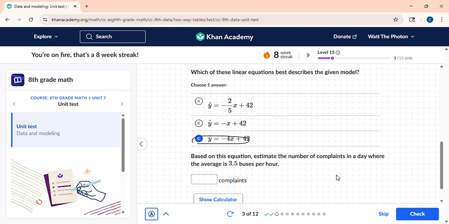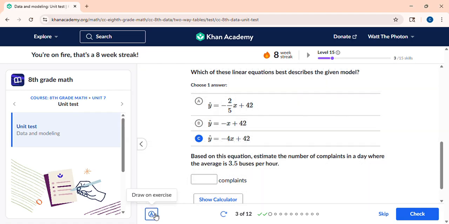Based on the equation, estimate the number of complaints where the average is 3.5. So 3.5 times 4 is 14. So that's 42 minus 14, which is 28.